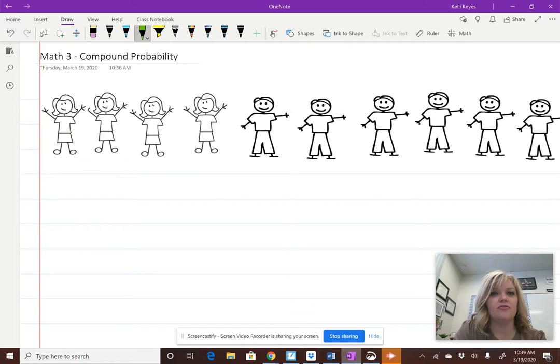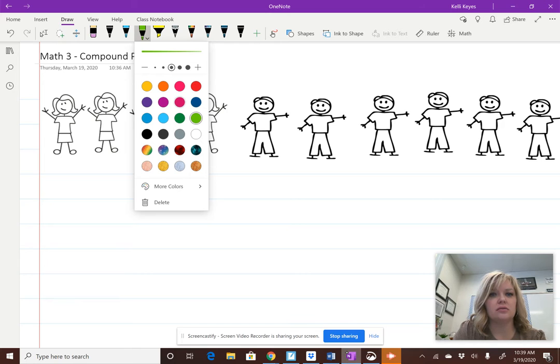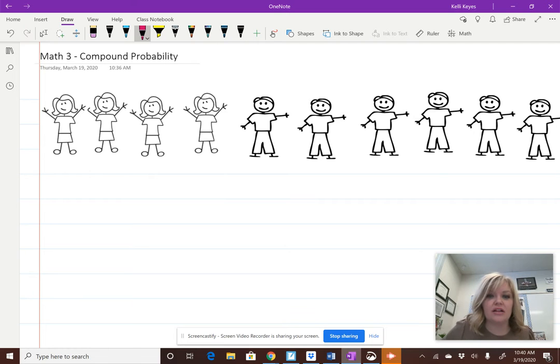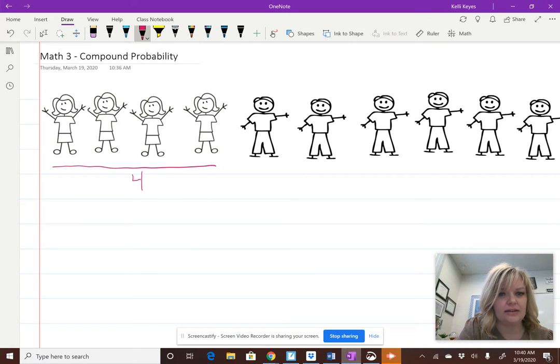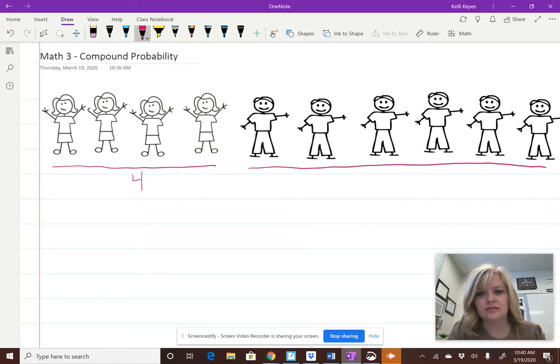So my example for you here is, say I have a class of these 10 lovely students. I have these 4 girls here that are all quiet and keep to themselves. Then I have these 6 boys that are not so quiet, but I love them all.